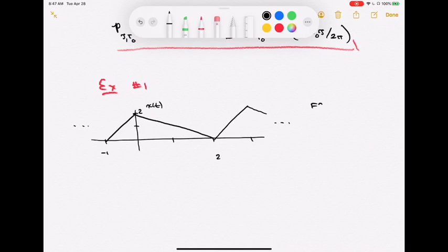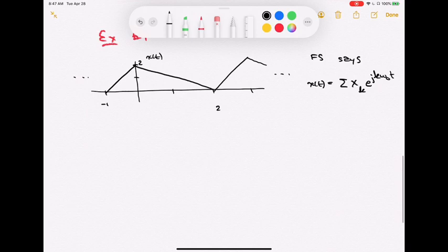What do we know? Fourier series says that our signal x of t can be represented as a sum of some Fourier series coefficient x_k times e to the j k omega naught t. And so we're interested in finding those x_k's. I'd like to find the spectrum of this signal.